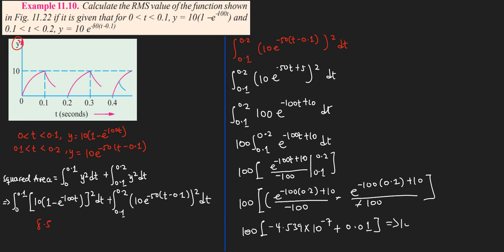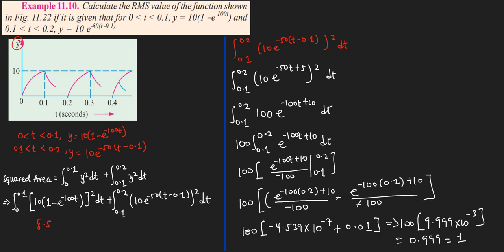So let's simplify this and see what you're going to get. So you're going to have 100 multiplied by minus 4.539 times 10 to the power minus 7, plus 0.01. That gives us a value of 9.99 times 10 to the power minus 3. So let's multiply this by 100. So you're going to have 100 times 9.999 times 10 to the power minus 3. So that gives us a value of 0.999. Let's make this 1.